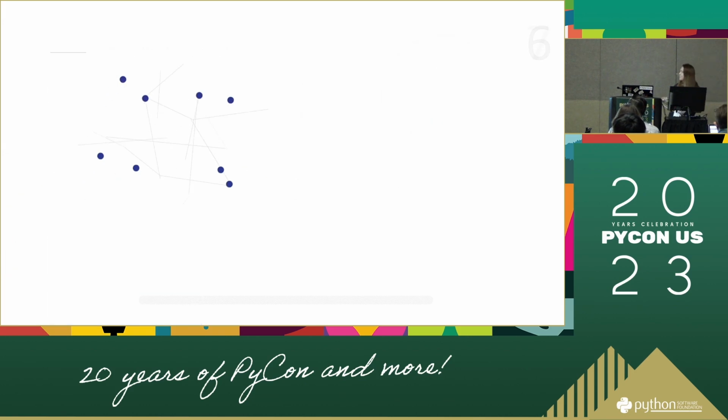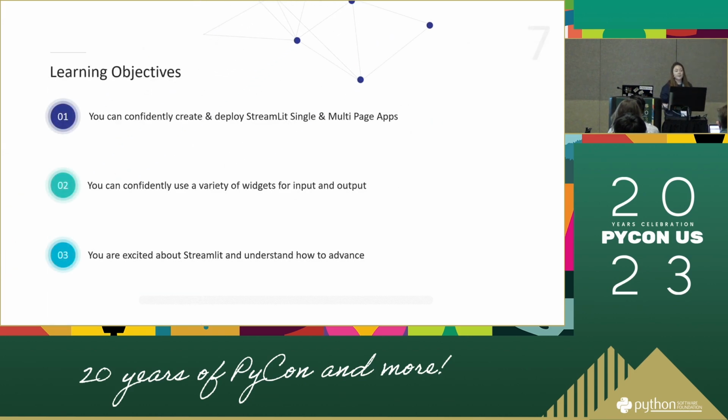So, let's take a look. The learning objectives for you are that by the end of the session, you should be able to confidently create and deploy single and multi-page apps. Multi-page apps are actually the simplest thing in the world, so it's kind of cheating to even mention them because it's so simple. But we want you to be able to use a variety of widgets for input and output, and hopefully you're going to be excited about Streamlit and understand how to advance and continue your learning.